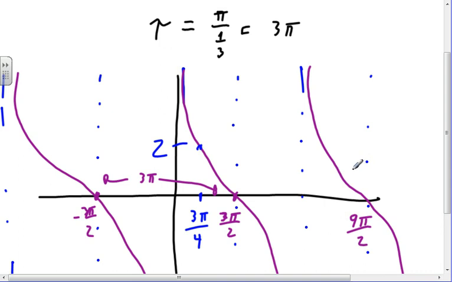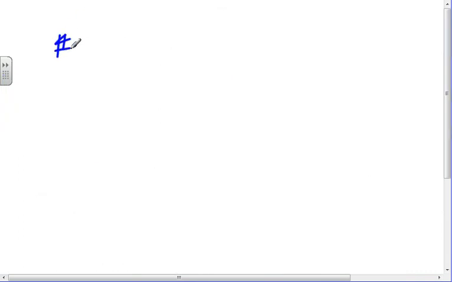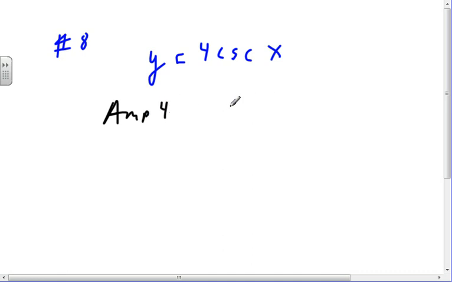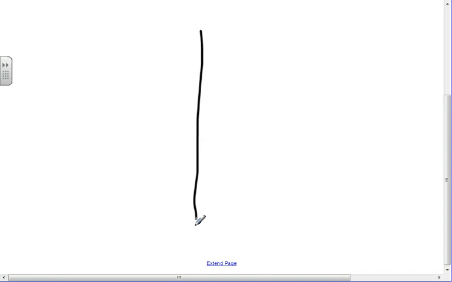Okay, so looks like number 8's next. I have y is equal to 4 cosecant x. So we're going to go with an amplitude of 4, and we're going to go with a period of 2 pi, and we're going to recognize that the cosecant is 1 over sine. Okay, so those are the things that we remember. Now that we remember it, we will go and do something about it.